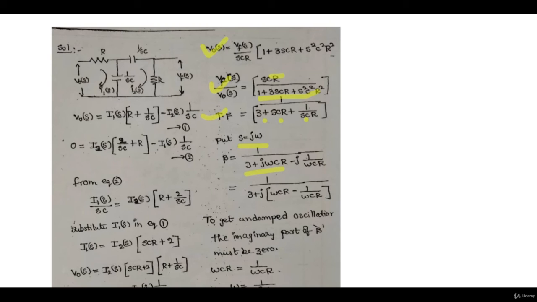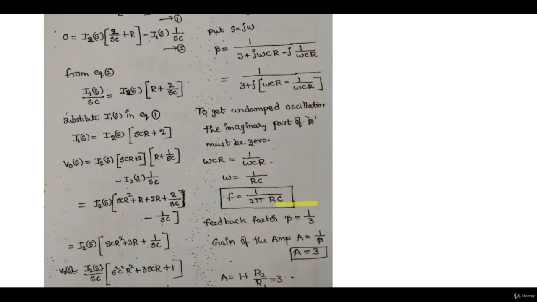Club the real term together, club the imaginary term together, you will get 1 upon 3 plus j omega CR minus 1 by omega CR. Now to get the undamped oscillation, put the imaginary part of the beta equal to 0. Imaginary part is within the bracket, you can see here. If you put it equal to 0, you will get omega CR is equal to 1 by omega CR, which will give you F is equal to 1 by 2 pi RC. Okay, 1 by 2 pi RC is the frequency of oscillation of this circuit.